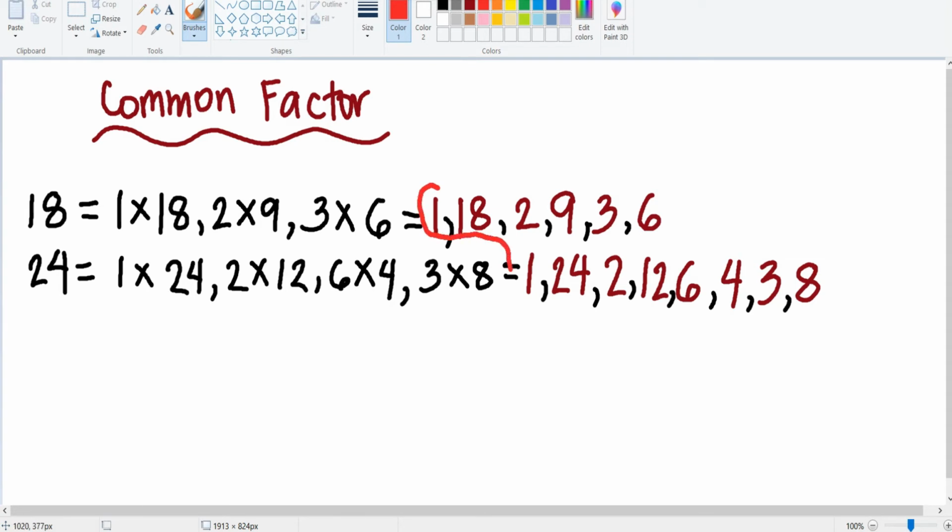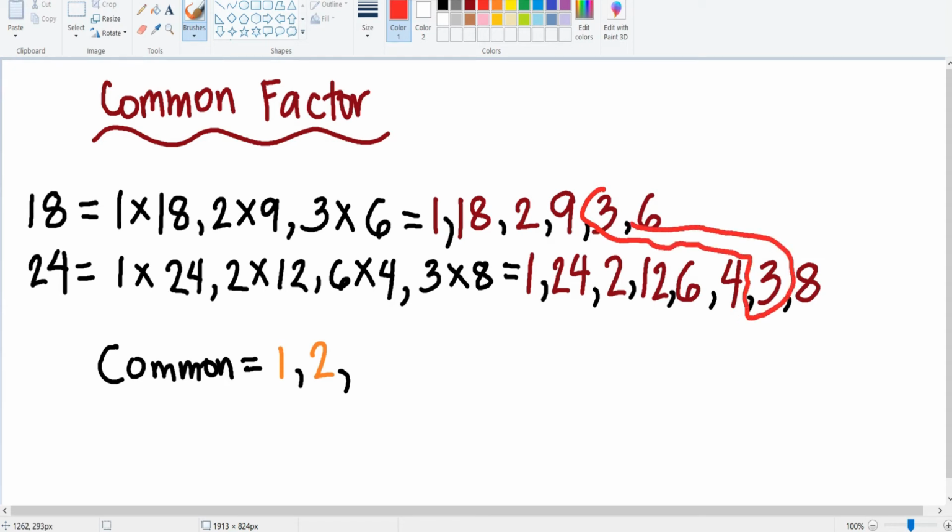Now, if we are done listing all the numbers without the multiplication sign, this time we will find their common factors. We have 1. So the first common number will be 1, followed by 2, followed by 3, and the last same number or common factor is 6. So in 18 and 24, we have 4 common factors. And that is how we are going to find their common factors.